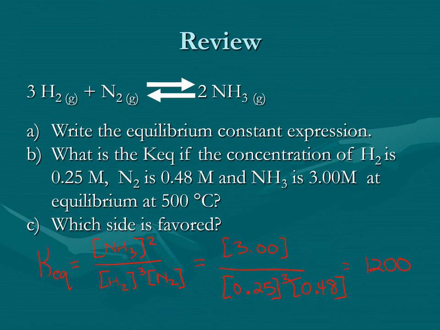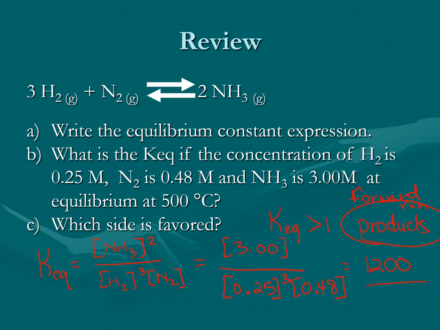So here we have the actual equilibrium constant is equal to 1,200. So what does that mean? Well, because the equilibrium constant is greater than 1 and is significantly greater, that means that the products are going to be favored. Or you could say that the forward reaction is favored. Okay? Forward reaction is favored over the reverse reaction.